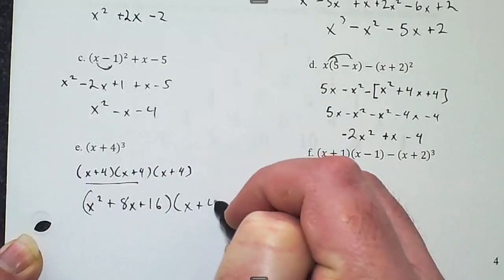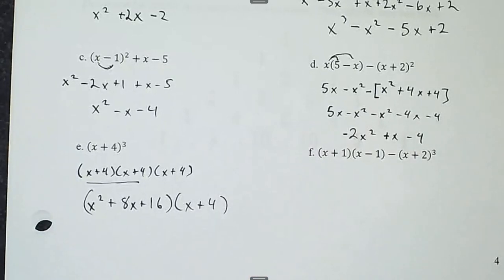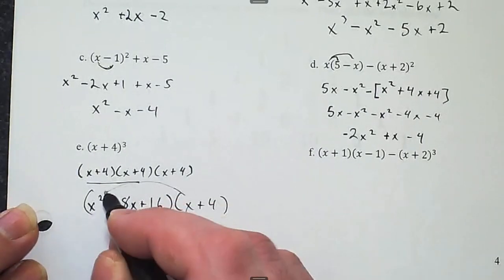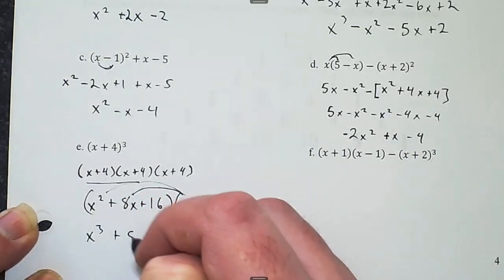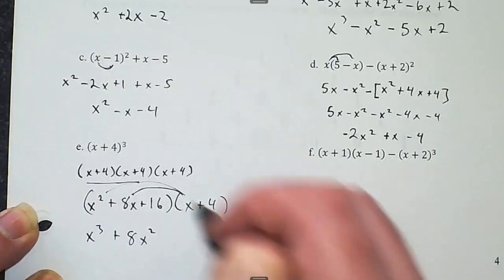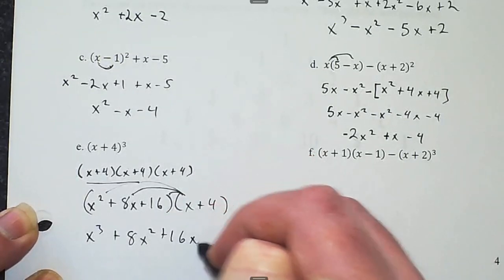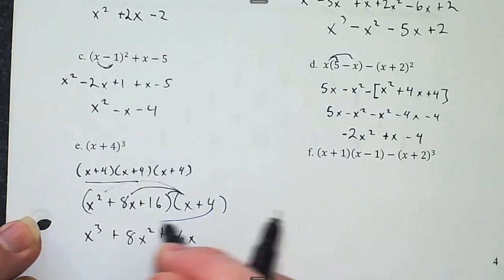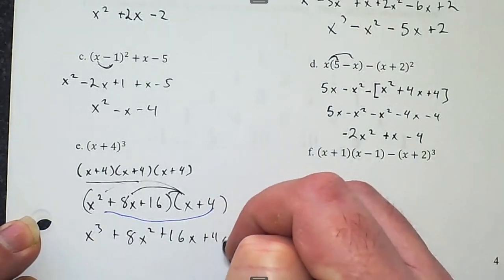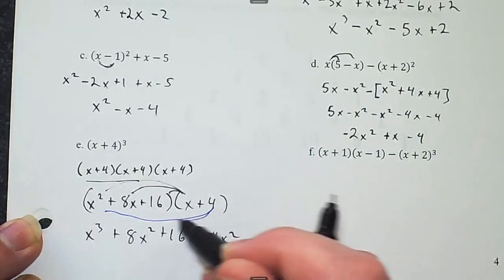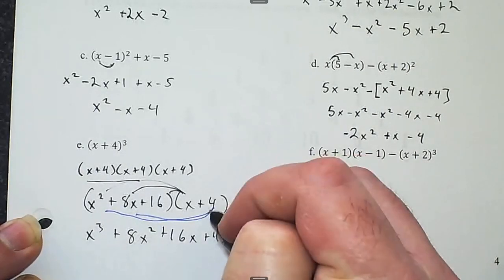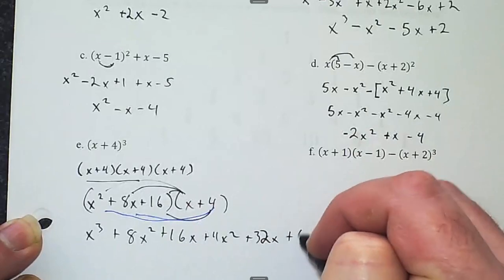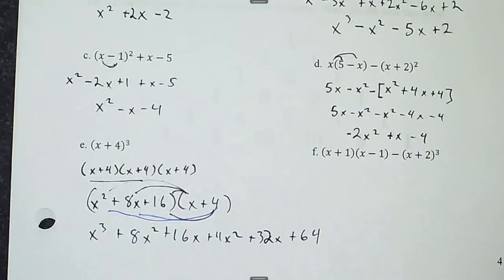But then I got to put in parentheses because I still got to do another x plus 4. So x times x squared is x cubed. Then plus 8x squared plus 16x. Now I got to do the 4. Plus 4x squared plus 32x. And 16 times 4 is plus 64, because that's 4 cubed. Combine like terms.